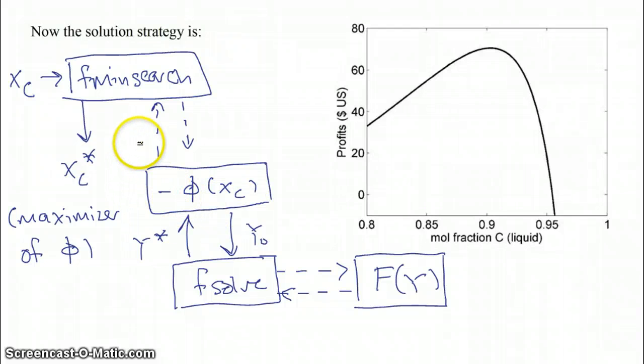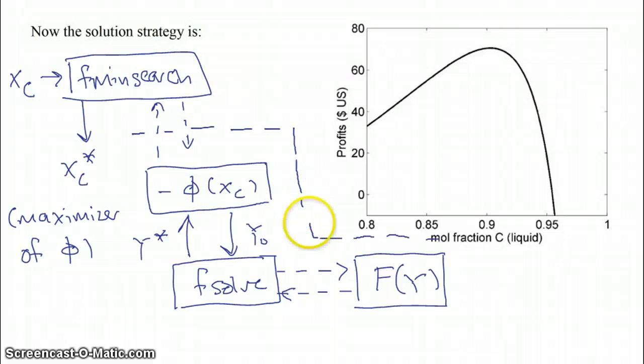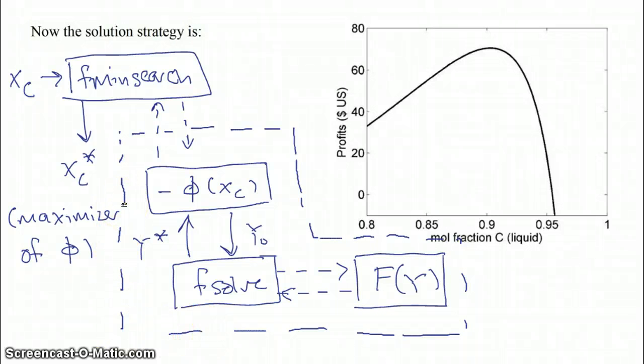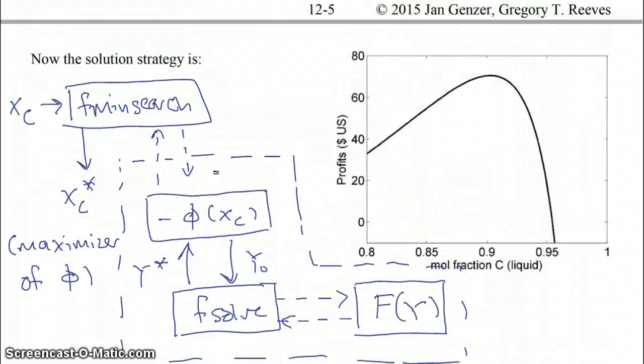Before, we had fzero instead of fminsearch up here, and we had the derivative of the profits function. And so if we draw a big box around this whole group here, this big group acts, as far as MATLAB and fminsearch are concerned, as one big function, where fminsearch is feeding into this box a value of xc and getting back out a value of negative phi. And so that's the way the solution strategy is going to work. Now note again, just for your reference, this is what the profits function looks like as a function of xc, and it has some maximum somewhere around xc equals 0.9 and about $70.